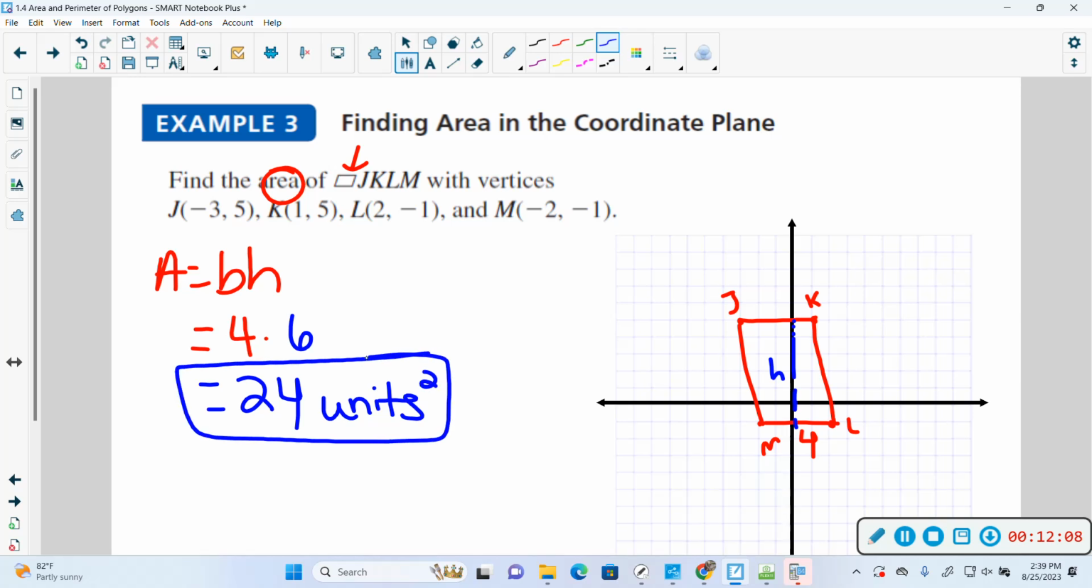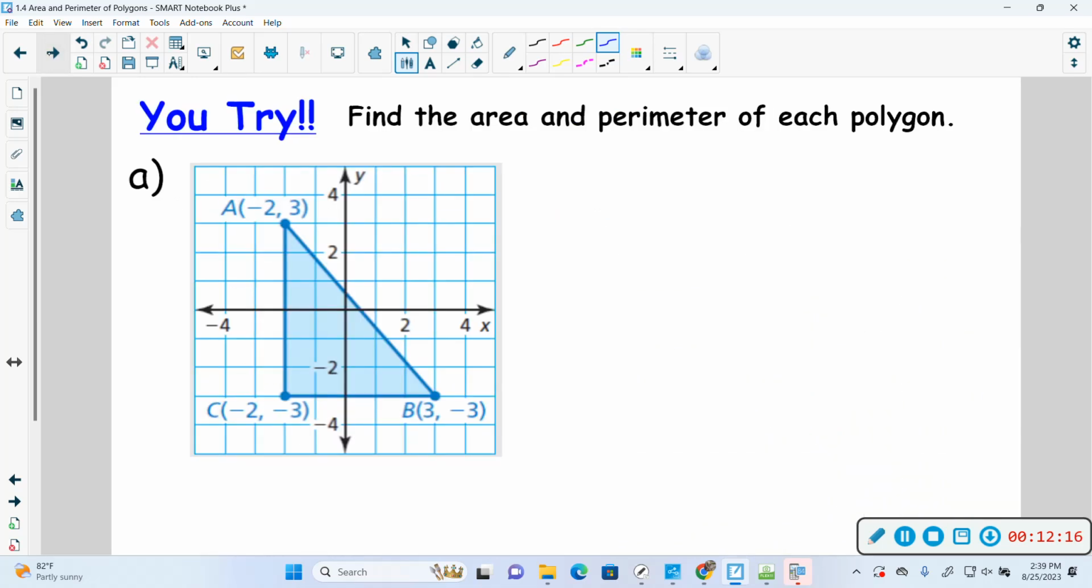So that was a nice one. Sometimes you get a win. We didn't need distance formula or anything tricky on that. Any questions on those? Okay, let's do these final two then.